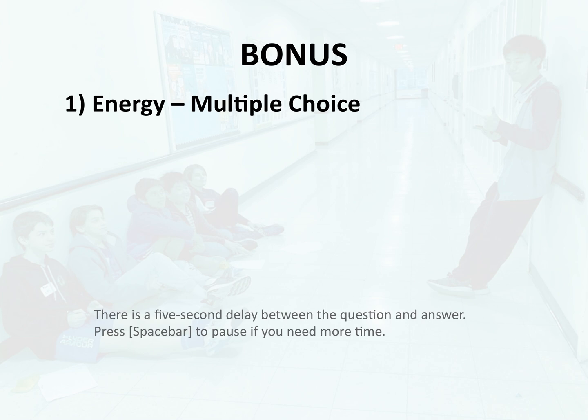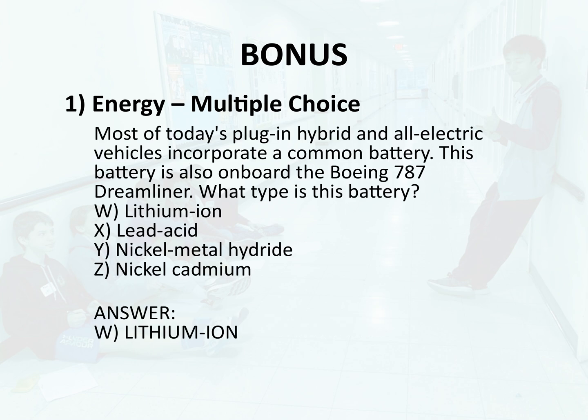Bonus 1. Energy, multiple choice. Most of today's plug-in hybrid and all-electric vehicles incorporate a common battery. This battery is also on board the Boeing 787 Dreamliner. What type is this battery? W. Lithium-ion. X. Lead acid. Y. Nickel metal hydride. Z. Nickel cadmium. Answer. W. Lithium-ion.